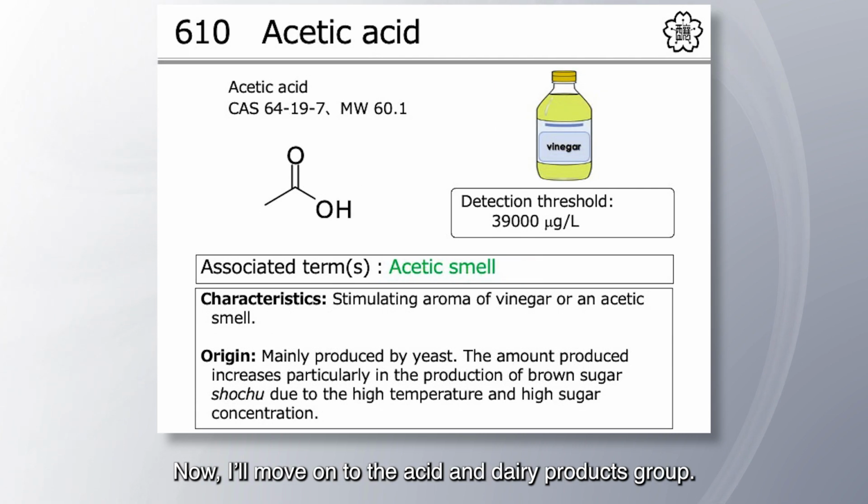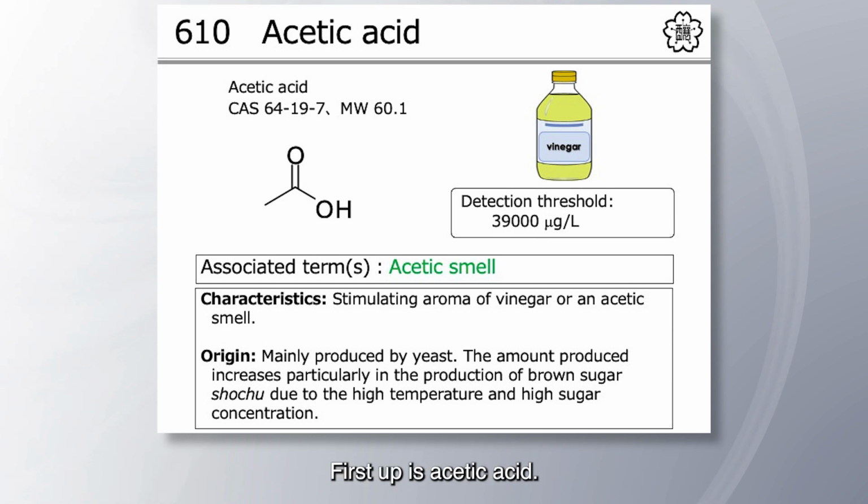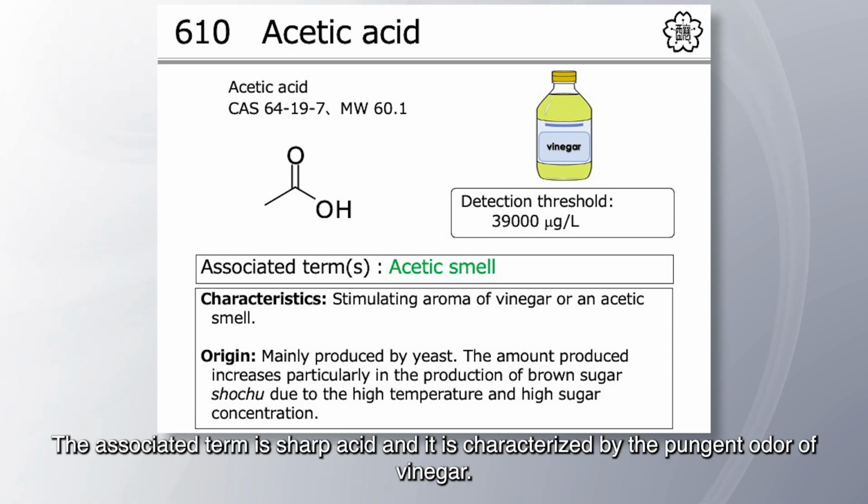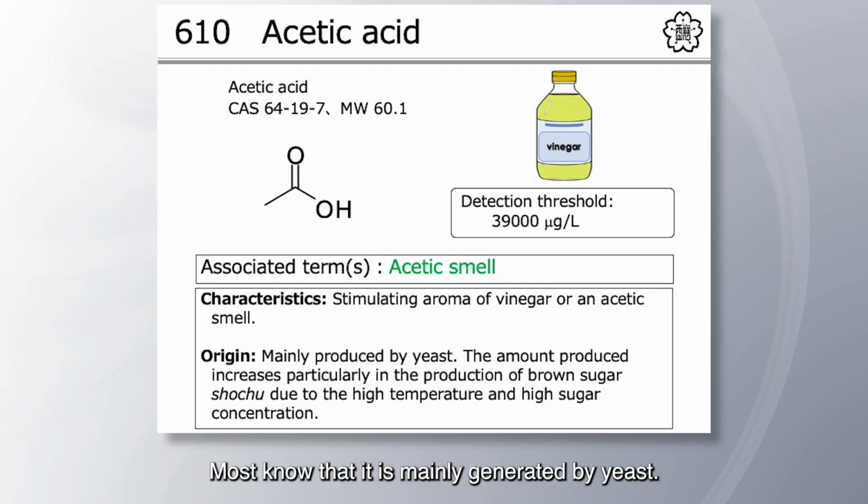Now, I'll move on to the acid and dairy products group. First up is acetic acid. The associated term is sharp acid, and it is characterized by a pungent odor of vinegar. Most know that it is mainly generated by yeast.